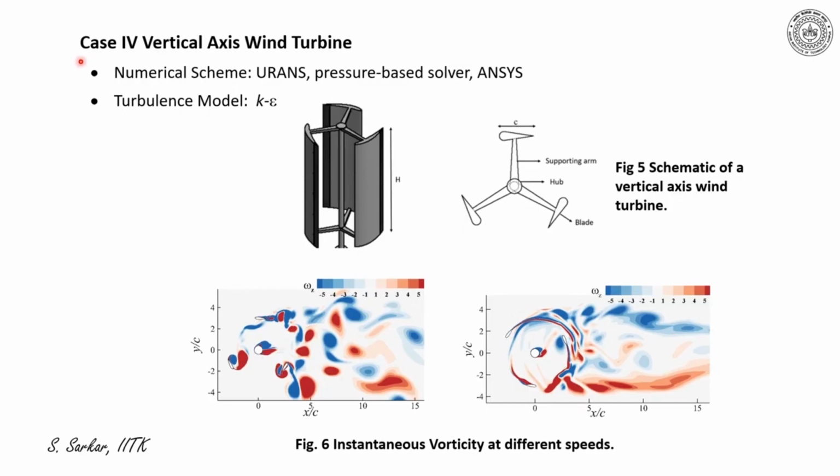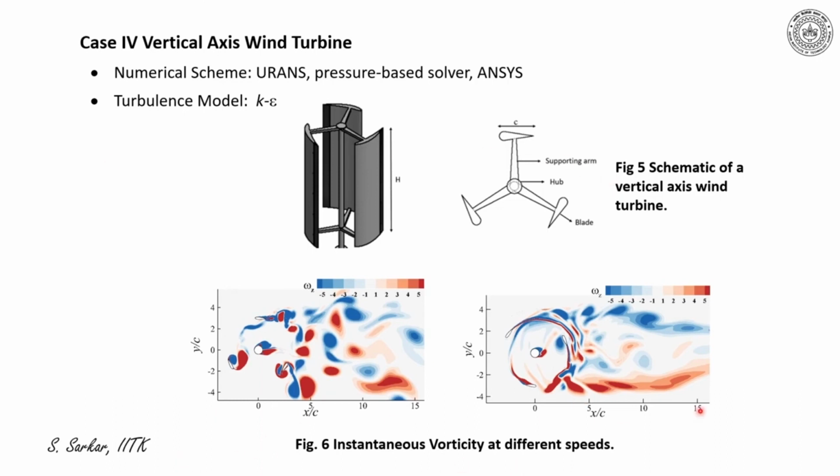In case 4, I have presented the simulation of flow due to rotation of a vertical axis wind turbine. This is the construction of a vertical axis wind turbine where the blades are aerofoil section and which are being rotated at different speeds. So figure 5 indicates the schematic of a vertical axis wind turbine.